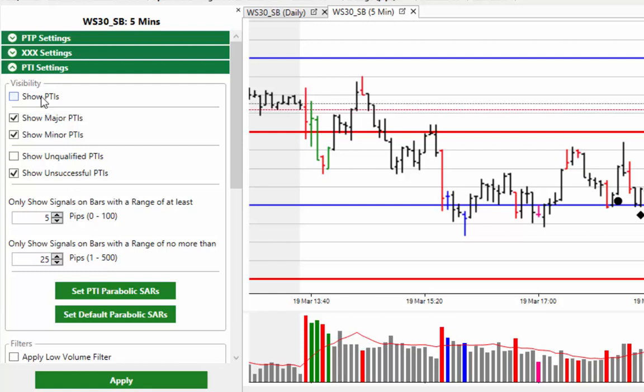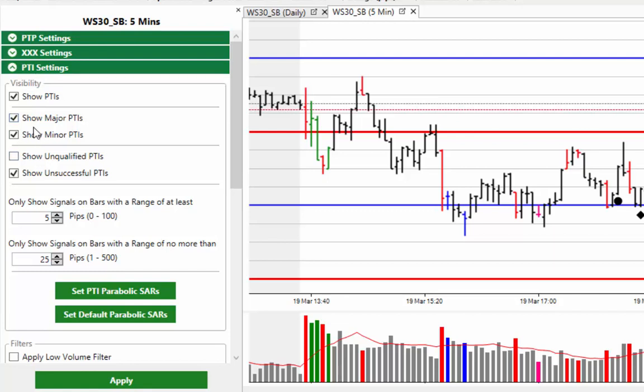Inside of here, it looks exactly the same as the XXX and the PTP as well. So when it comes to marking up the trade and executing the trade, everything is exactly the same. We've kept it really simple. So first of all, we need to show the PTIs. They are the psychological trading levels, or psychological trading indicator.